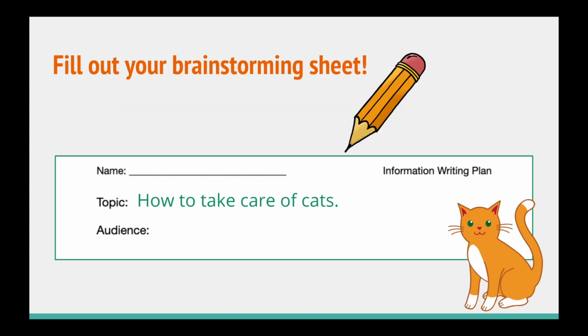So now we're going to fill out our brainstorming sheet. My topic is how to take care of cats. I chose this because it's something I'm passionate about. I love my cat, and it's also something I'm already an expert in. I've had cats for a long time, so I'm an expert in how to take care of them. And I feel like it's something important and something that I could share or teach to others.